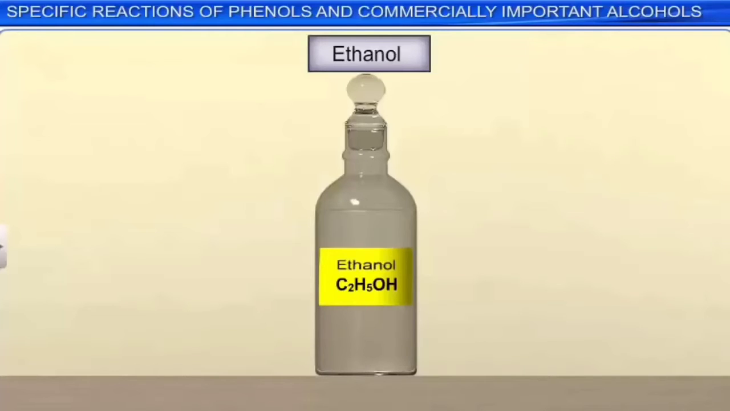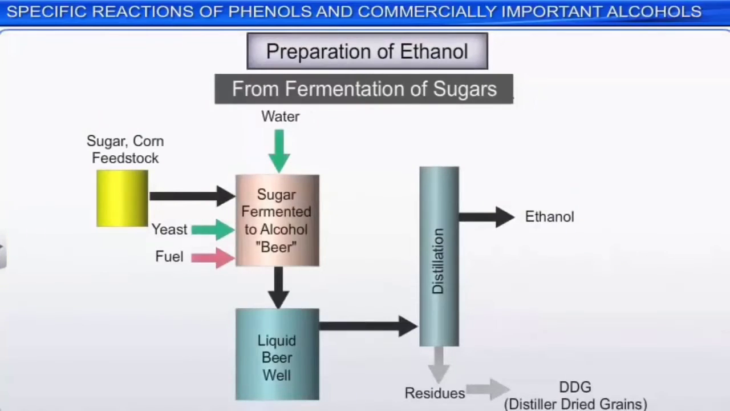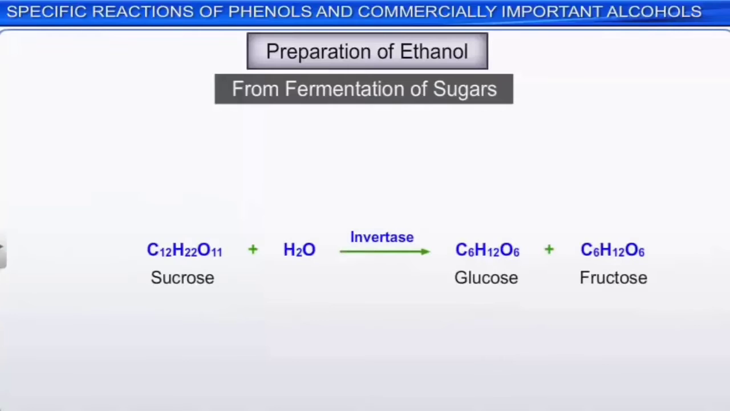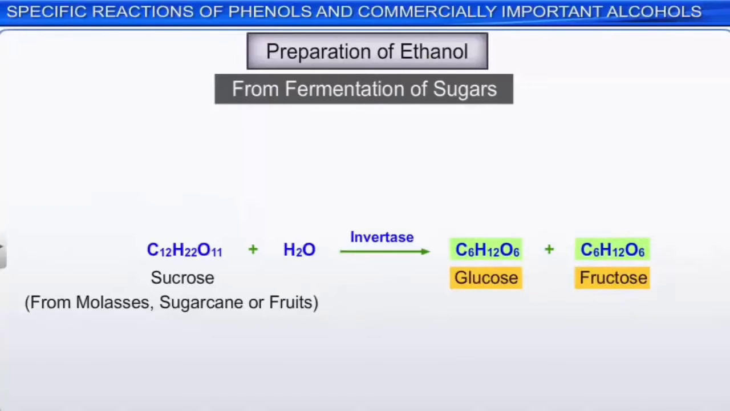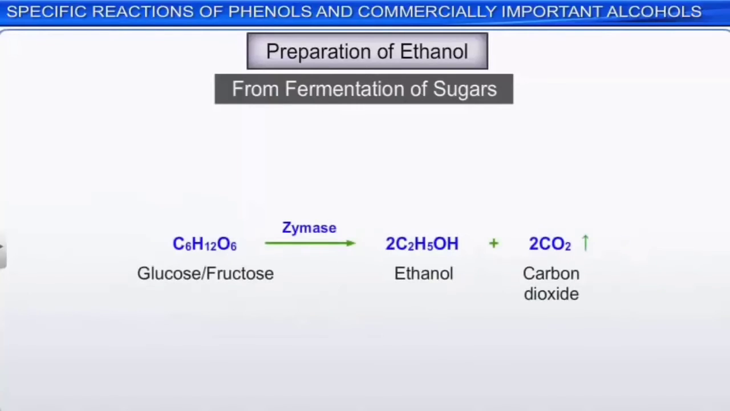Ethanol has the chemical formula C2H5OH. It is primarily formed from the fermentation of sugars from various plant materials. First, the enzyme invertase converts the sugar in molasses, sugarcane, or fruits into glucose and fructose. Both glucose and fructose have the same molecular formula, C6H12O6. Next, the yeast enzyme, zymase, ferments the simple sugars, glucose and fructose, to form ethanol. Carbon dioxide is also released.